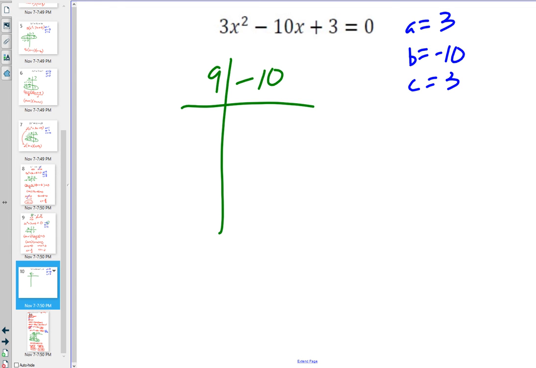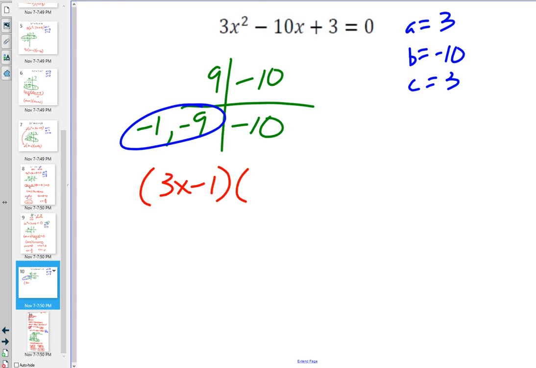Can you think of two numbers that multiply to give you 9 and add up to negative 10? Negative 1 and negative 9. Remember, in this scenario, both numbers have to be negative. So now I go straight to factored form. I would put 3x minus 1, 3x minus 9. Don't forget this is an equation, so I put it equal to 0.